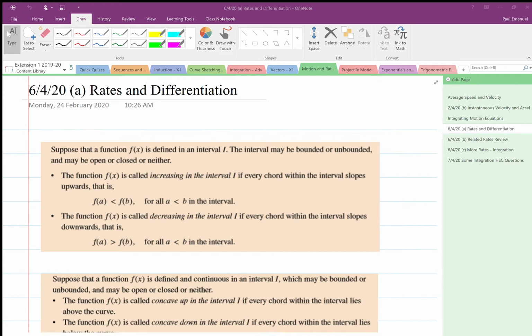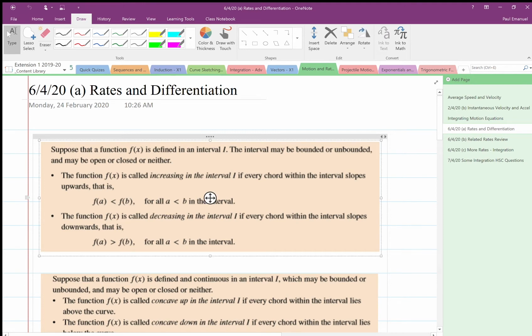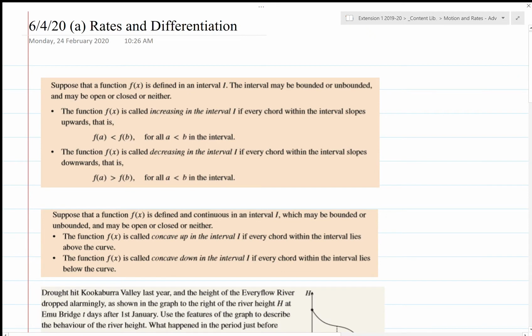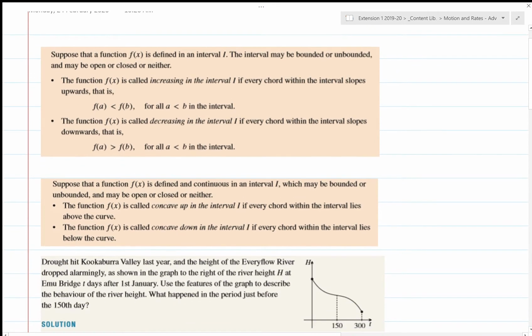So we're polishing off this chapter, which I think is chapter 9. And so a lot of this should be pretty easy, revision, whatever. So the first one is just thinking about rates a bit more.